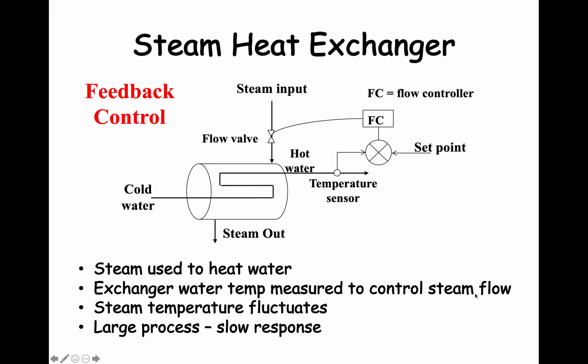This slide shows a simple schematic of a steam heat exchanger used to produce hot water. Steam coming in from the top is used to heat the cold water. The steam flow rate is controlled with a flow valve actuator. The hot water temperature is measured and fed back through a flow controller to adjust the steam flow rate. This diagram shows feedback control only.